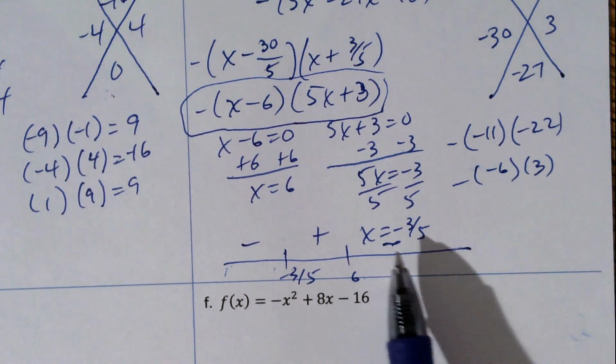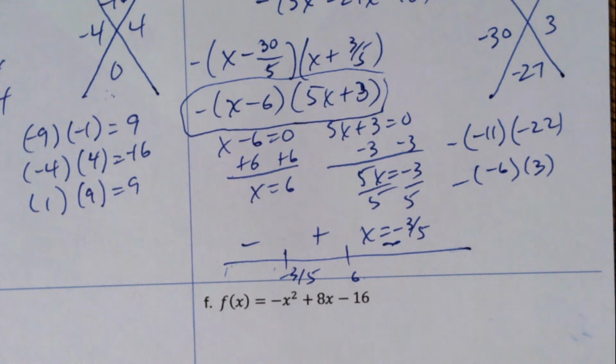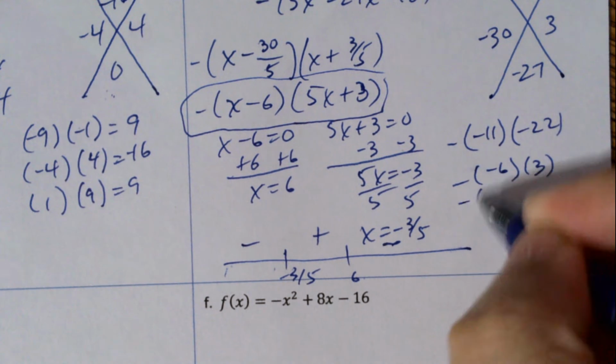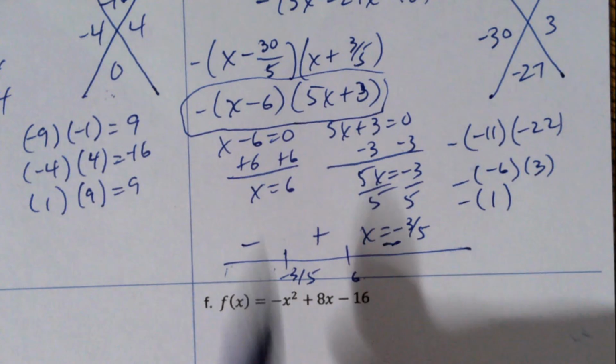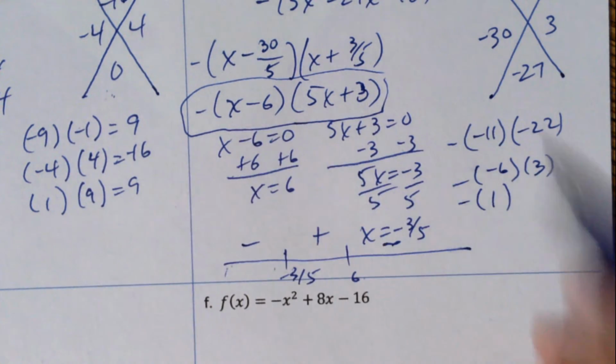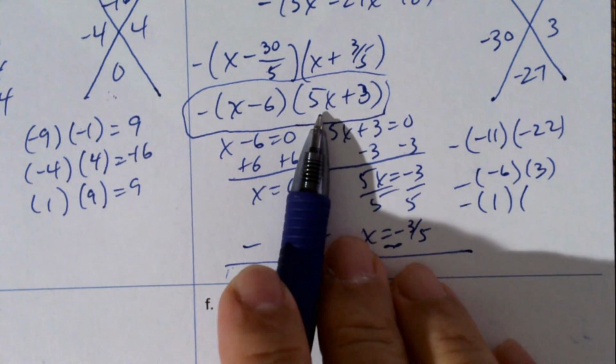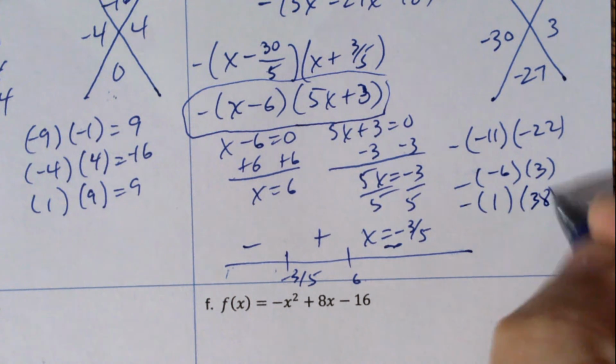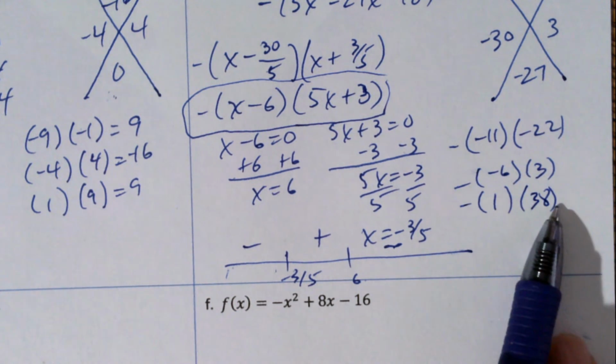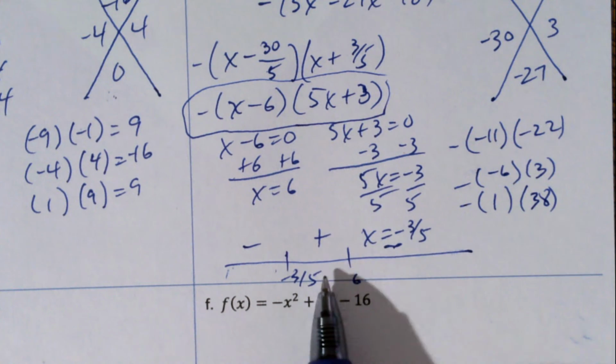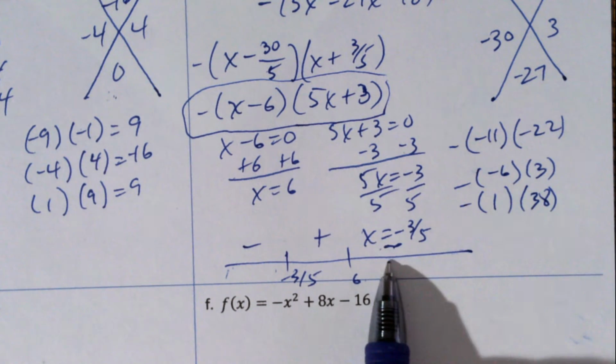Well, I'll just confirm. All right, let's plug in a number bigger than 6. We'll plug in 7, so it's negative of 7 minus 6 is 1. I'm plugging it in here. 7 minus 6 is 1. And then 7 times 5 is 35, plus 3 is 38. Okay, these are both positive. 1 and 3 are positive, so there's only one negative sign, so the answer is negative. It's going to be negative 38.